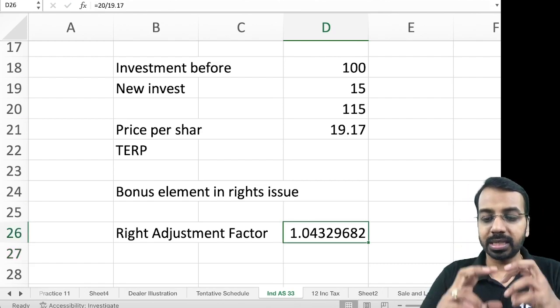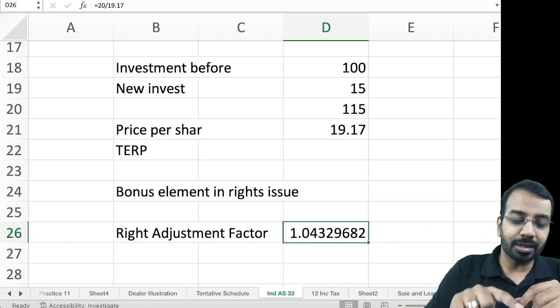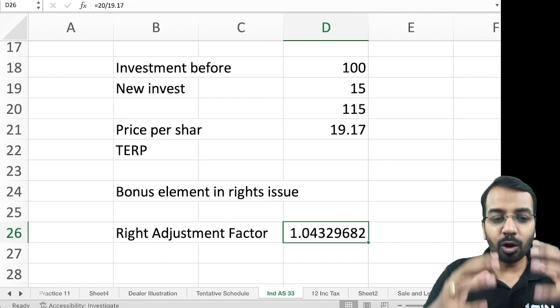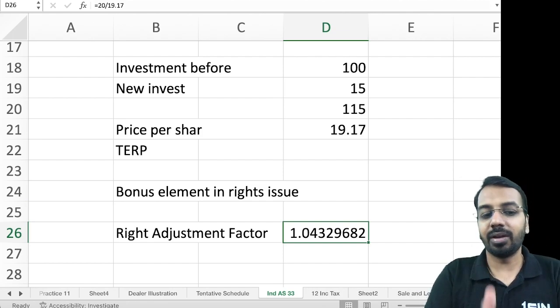Okay, now we'll take up a question, apply this concept in that question and solve that specific question. That will help us understand how we calculate basic earnings per share when there is a rights issue.